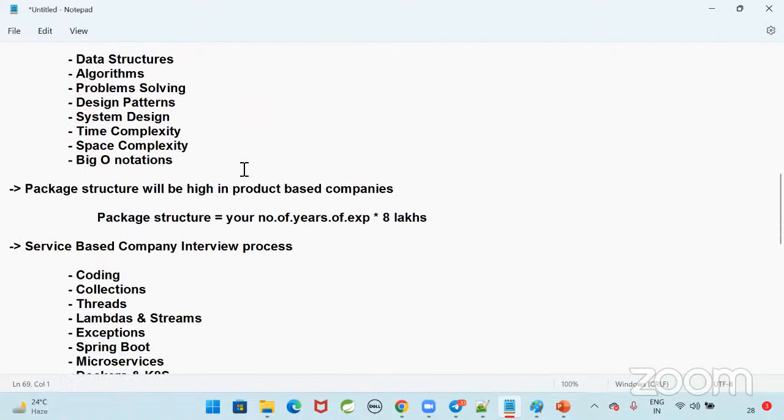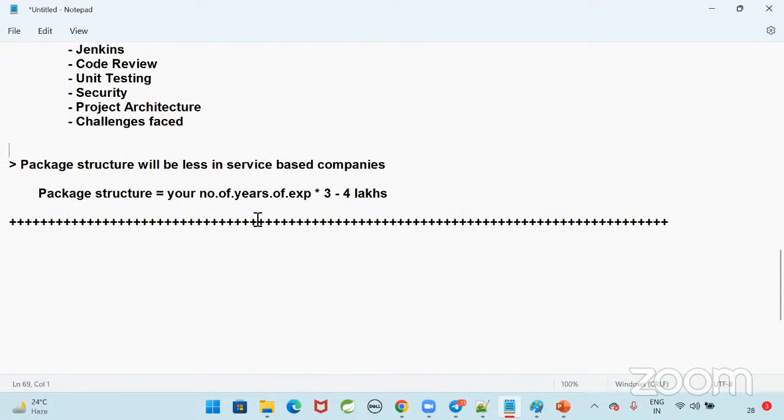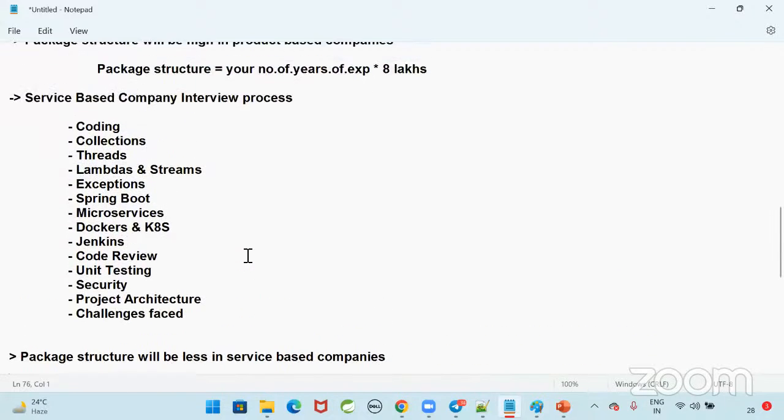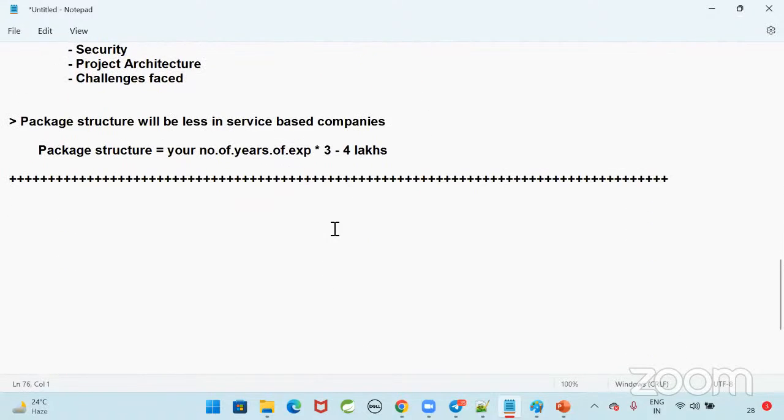Yes. I'm telling you the fact. As I told you, I'm working in a product based company. In my company also, we are going to ask data structures and algorithms. The first 2 rounds are completely data structures, algorithms, problem solving. Then only we will go for technical. Okay. Good. Okay, we got it.